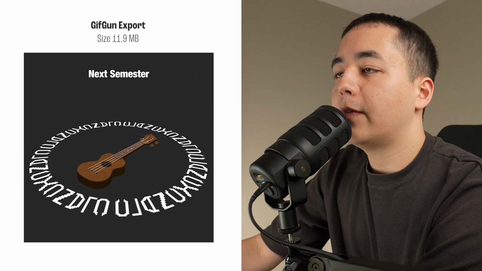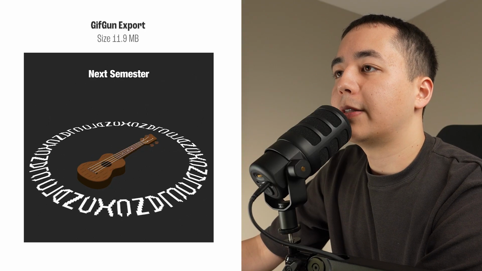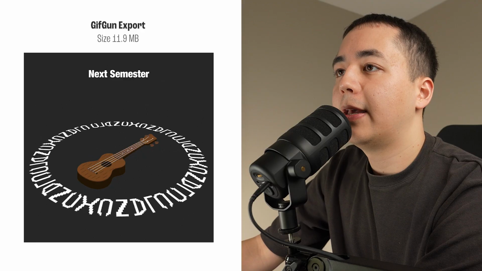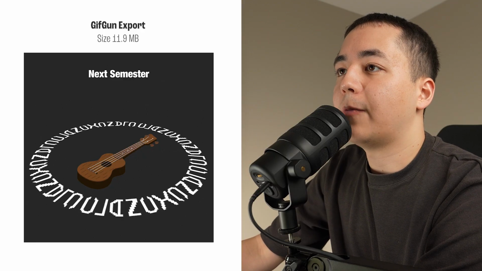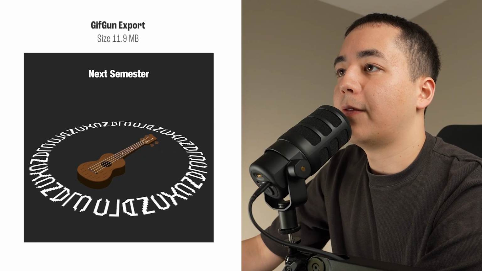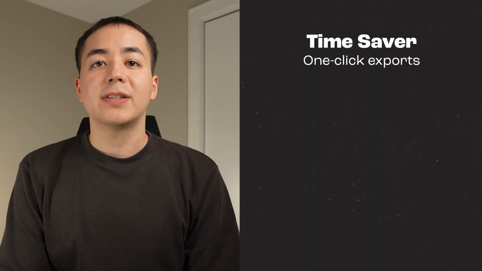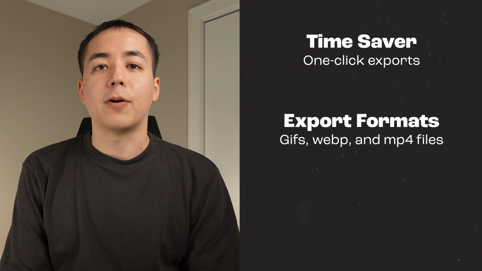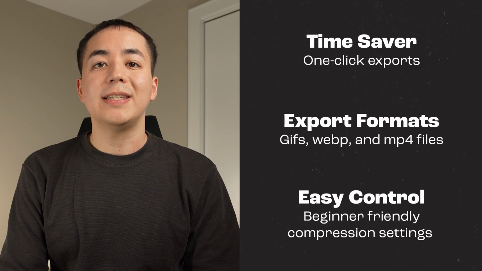Now that's just a quick overview of all three different methods, and the pros and cons of what they accomplish, but I think GifGun offers the most variety and probably the easiest way to get to the final output you're looking for. So to recap, GifGun saves time with easy one-click exports. It allows a wide variety of video export formats such as GIFs, WebP, and MP4 files. And most of all, it allows easy control for the compression and output look for the video file. GifGun 2 is priced at $40, but if you're exporting GIFs on a semi-regular basis, it's one of those plugins that pays for itself over time.